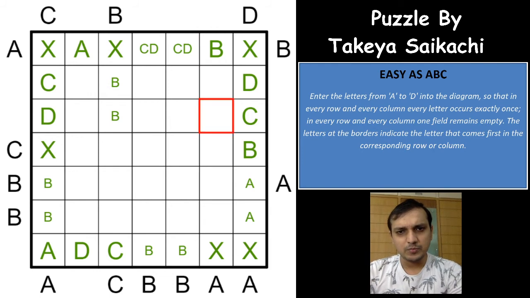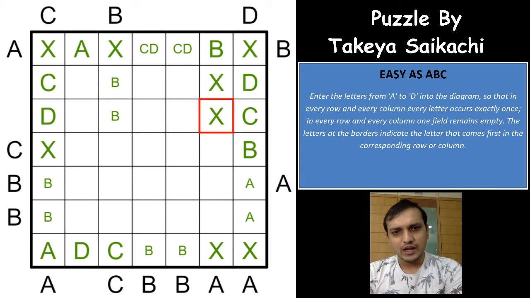B also cannot be placed. C and D also cannot be placed. Means these two cells will have to be crosses, right? And if you see now, there are exactly 4 cells remaining in this column. 3 cells remaining. 1 cell is already filled with the alphabet.